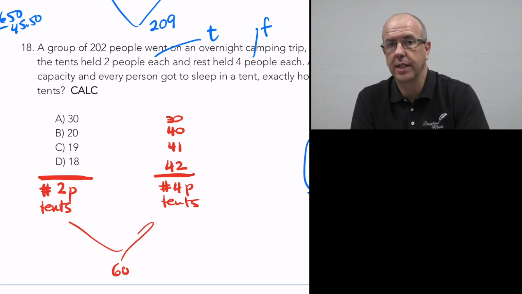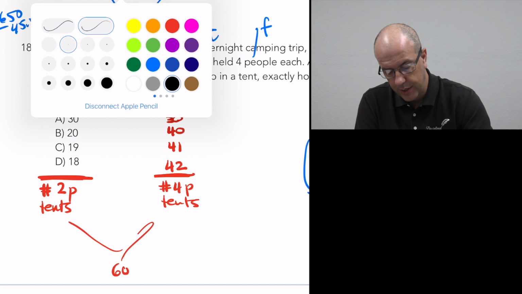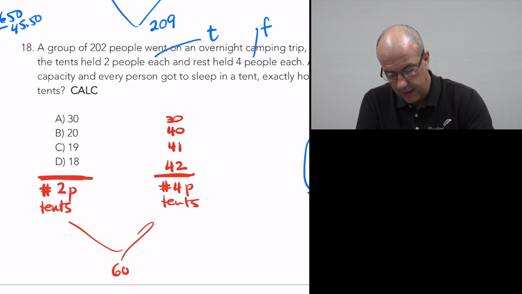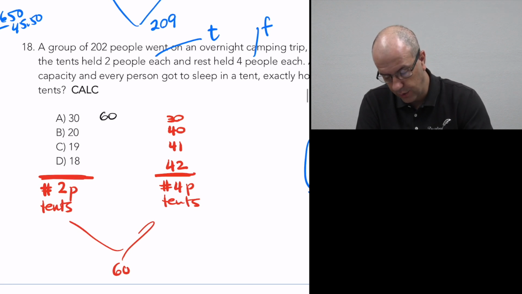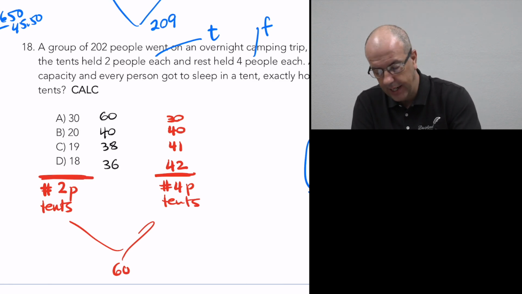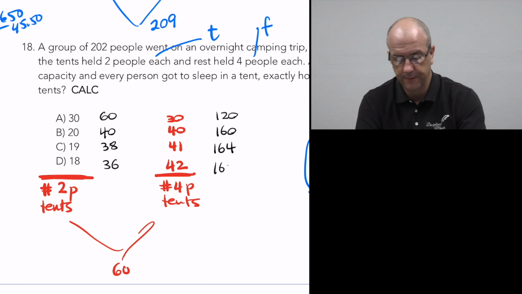So I can calculate the number of tents, and now I can go ahead and calculate the number of people in each of those situations, right? So if I have 30 tents, and there are 2 people for each tent, I get 60. And I can do this for all of those situations. So 40, 38, 36. If I have 30 four-person tents, that means there's 4 people times 30. So I get 120 people, 160 people, 164 people, and 168 people.